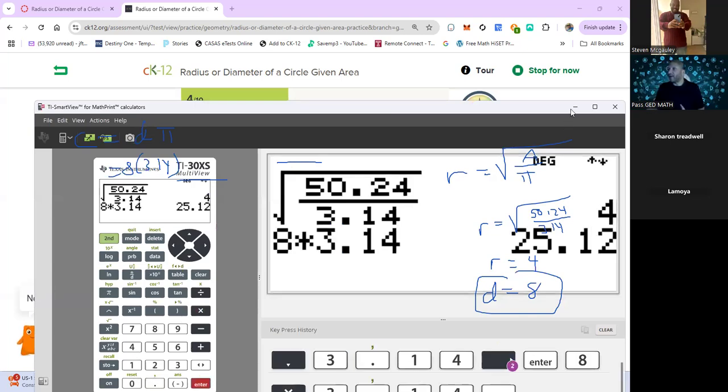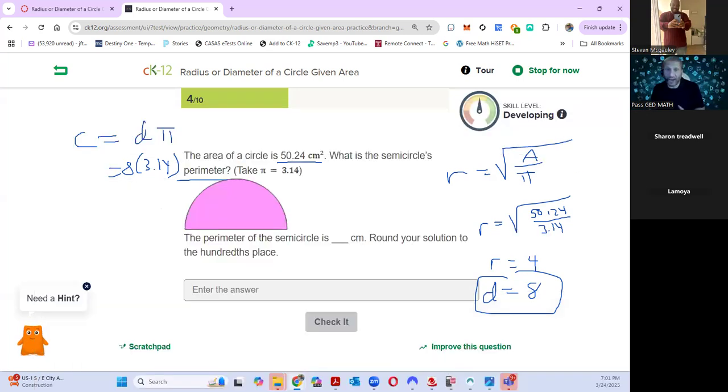We get 25.12. Is that our answer? I've got to put it in there. Is that the correct answer? It says round your solution to the hundredths, please. Okay, well, let's put it in and see. Okay, I think it's wrong. Let's put it in.